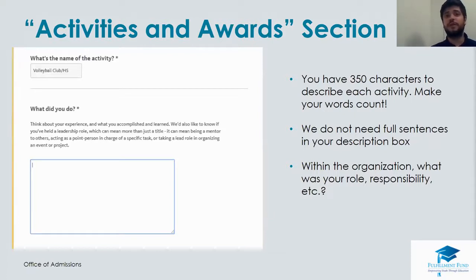And of course, if you've been involved in an activity prior to ninth grade, like I mentioned before, tell us about it. If you've been doing the same sport, activity, music, playing the same instrument, etc., for several years, definitely tell us. That's going to give us more information and more value as to the things that you've been able to do. So keep that in mind.